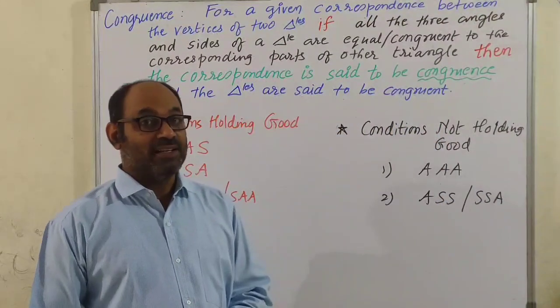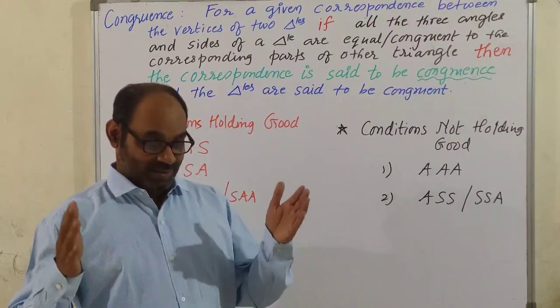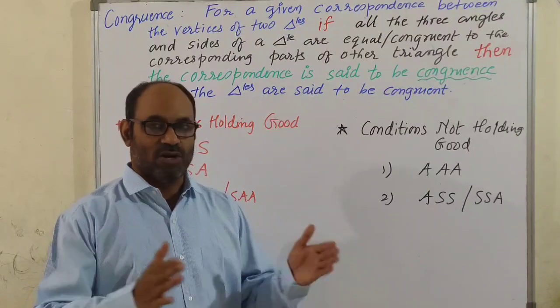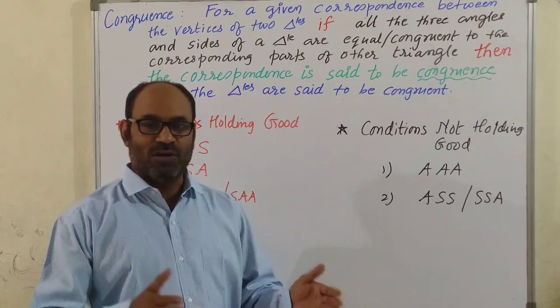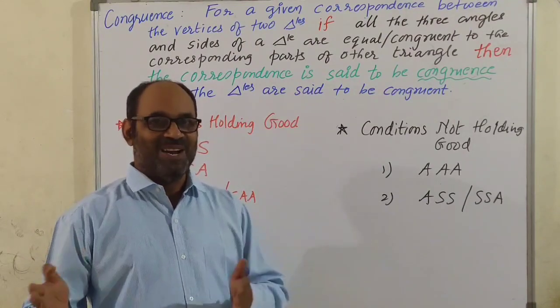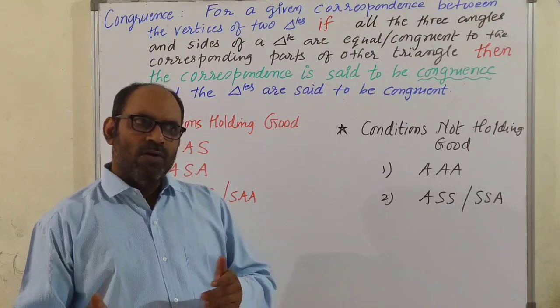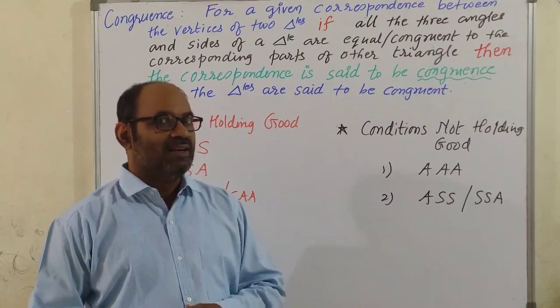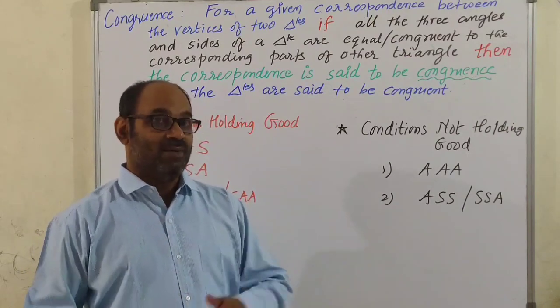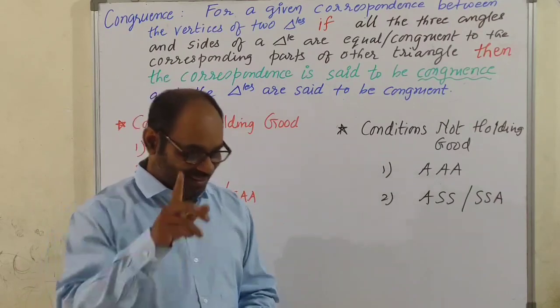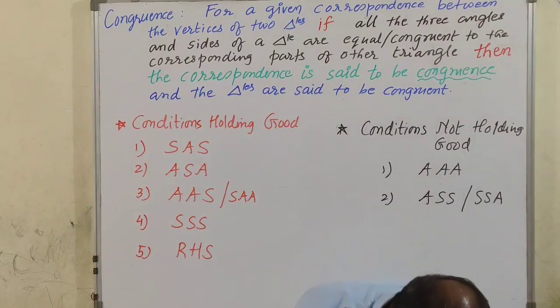Fine children, so we understood when 2 figures are congruent, when 2 circles are congruent, when 2 squares are congruent, when 2 triangles are congruent, when 2 line segments are congruent, when 2 angles are congruent. Alright? Now, when are the 2 figures similar? When are the 2 triangles similar? When are the 2 circles similar? When are the 2 squares similar? Alright, let's see here.